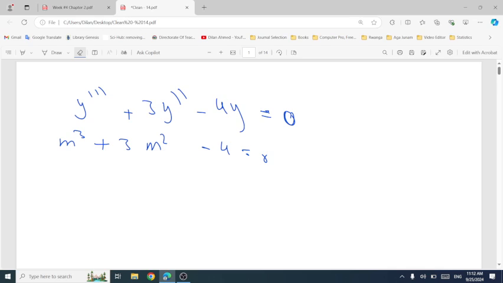Divide by m? If we divide by m, the minus 4 will be divided by m, and we get m squared and m cubed. So how do we deal with the m here? So we can't.